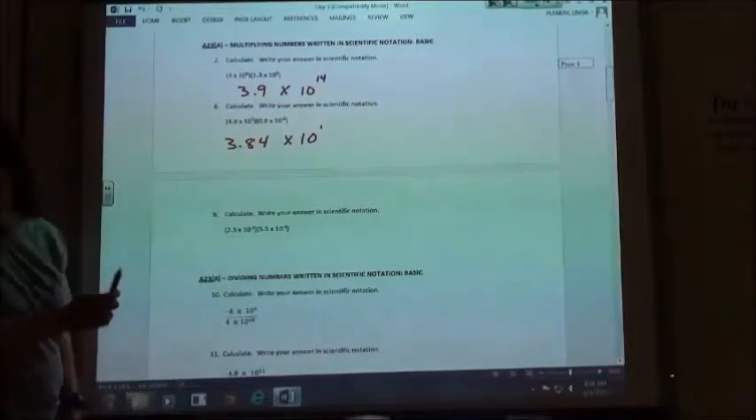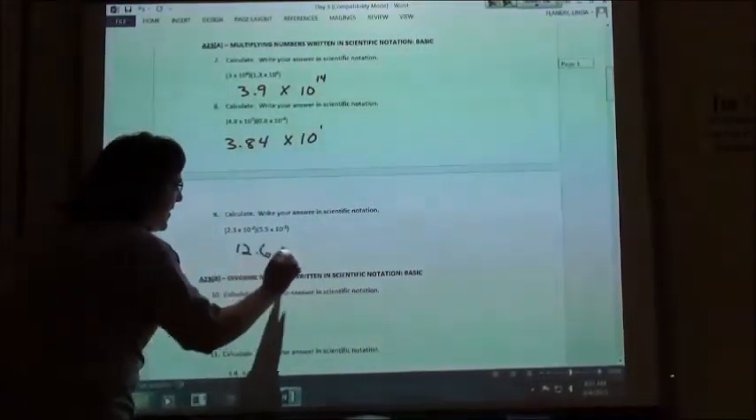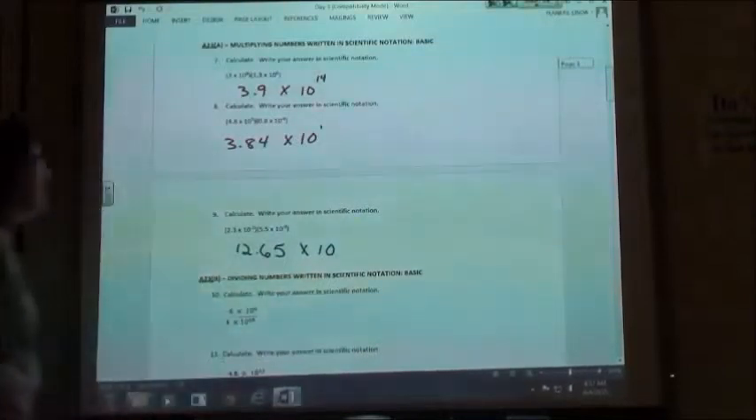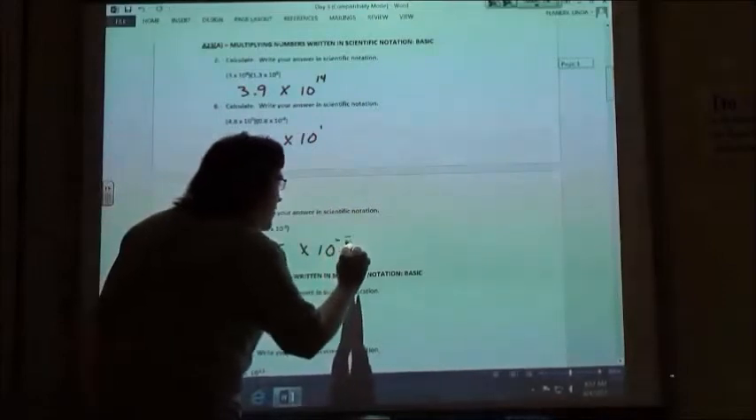Number 9, if you multiply that one out, 2.3 times 5.5. If you want to use your calculator to do that, that is fine and dandy with me, because that's what I would do. Unless I didn't have a calculator in my hand. 12.65 times 10 to the negative 5. So this is one that I would have to convert into scientific notation, because 12.65 is not in scientific notation since I don't have a value between 1 and 10.